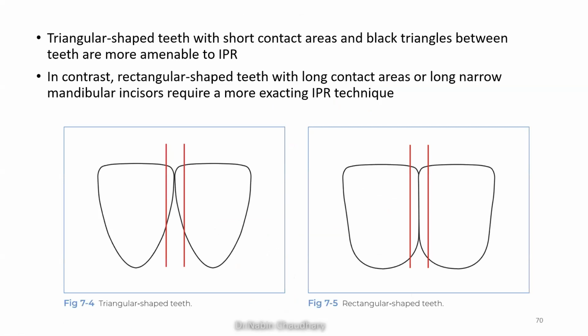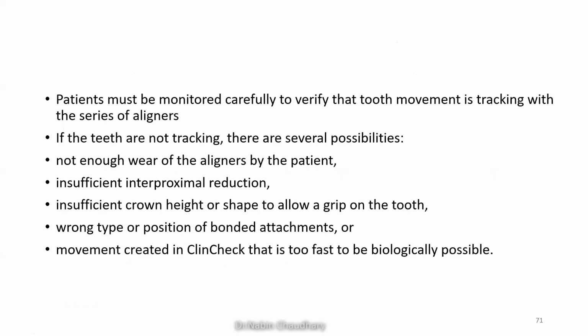And also, we should be very careful when doing proximal stripping, because triangular shaped teeth are generally more amenable to interproximal reduction, whereas teeth with long contact areas, such as long mandibular incisors, generally require more exacting interproximal reduction.